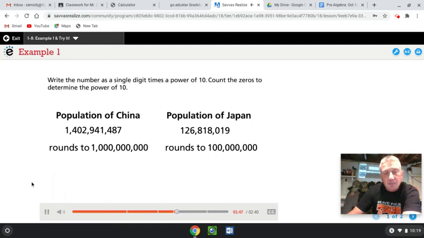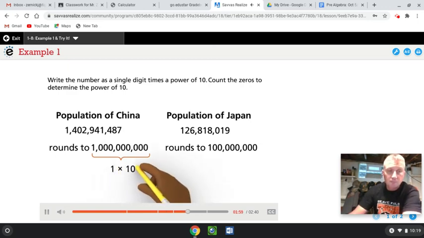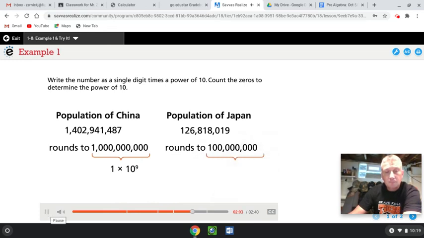Janelle can write each number as a single digit times a power of 10. She can count the zeros to determine the power of 10. 1 billion has 9 zeros, so it can be expressed as 1 times 10 to the power of 9. There are 8 zeros in 100 million, so 1 times 10 to the power of 8.